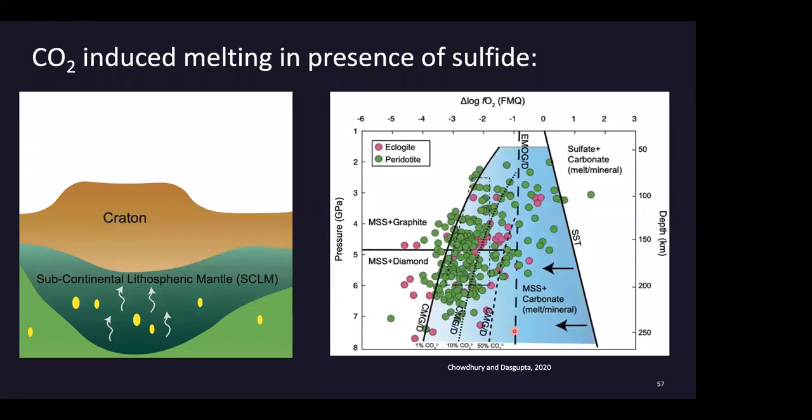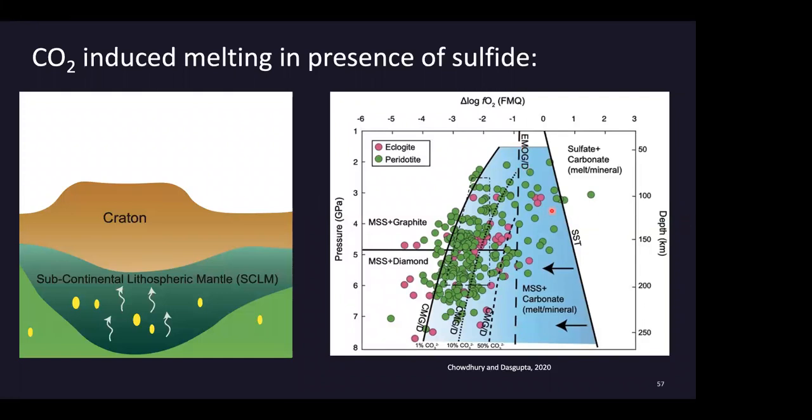This schematic diagram on the left shows a continental mantle beneath the craton, which is affected by low-degree carbonated melts, and this melting occurs in presence of sulfide. The plot on the right shows us the pressure and depth on its y-axis and oxygen fugacity on the x-axis. We also see eclogitic and peridotitic xenoliths from cratons plotted in this oxygen fugacity and pressure and depth field. This plot marks the diamond to graphite transition, which is here. It also marks the transition from elemental carbon to carbonated melt, which is demarcated as EMOG or EMOD.